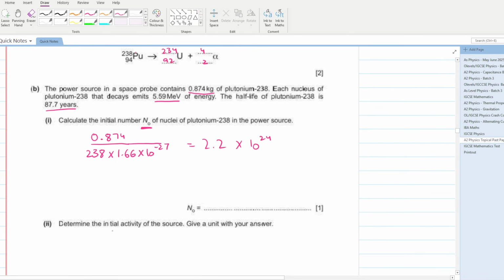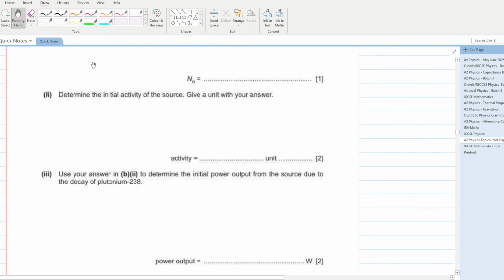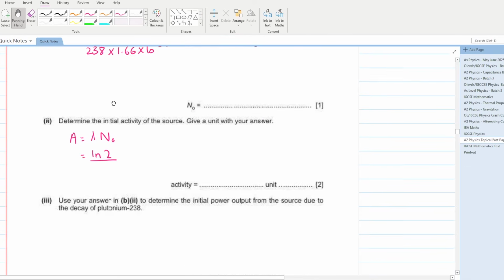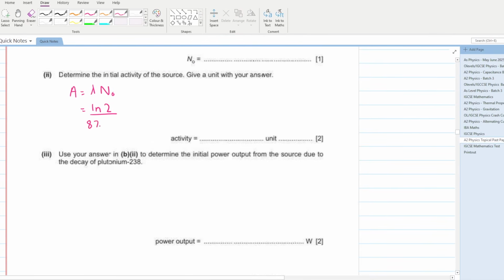Determine the initial activity of the source. Give a unit for your answer. That's also very easy. We have studied that activity is equal to decay constant into the initial number of particles. How will you calculate your decay constant? ln2 divided by your half-life. What is your half-life here? 87.7 years. Let's convert it into seconds. 87.7 multiplied by the number of days in a year, multiplied by number of hours in a day, multiplied by the minutes in 1 hour, and multiplied by the seconds in 1 minute.